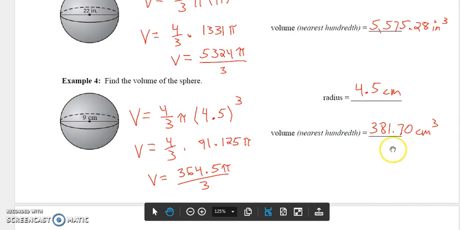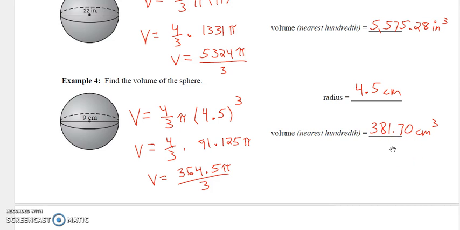Example 4. As you can see, so far there's not much variation. The only thing you've got to look out for is this: if they give you the diameter, you have to divide by 2, like they did again in example 4. 9 divided by 2, 4.5 centimeters, is your radius. The other thing is, you've got to make sure you type it right in your calculator.